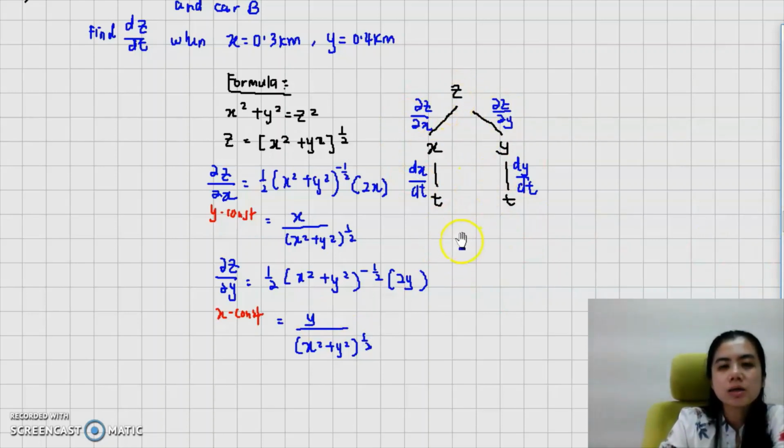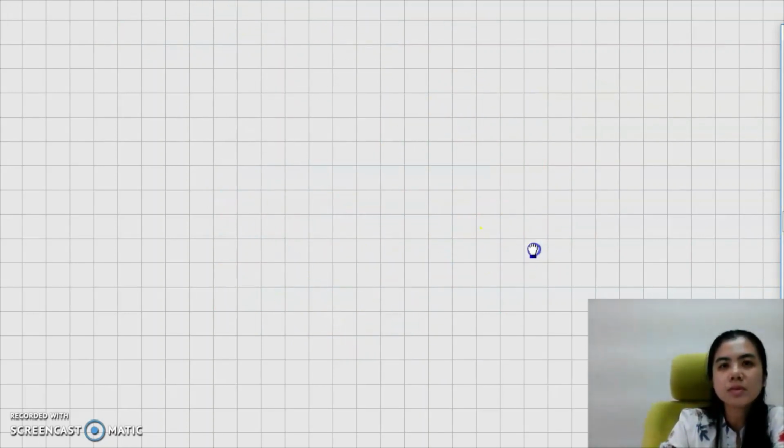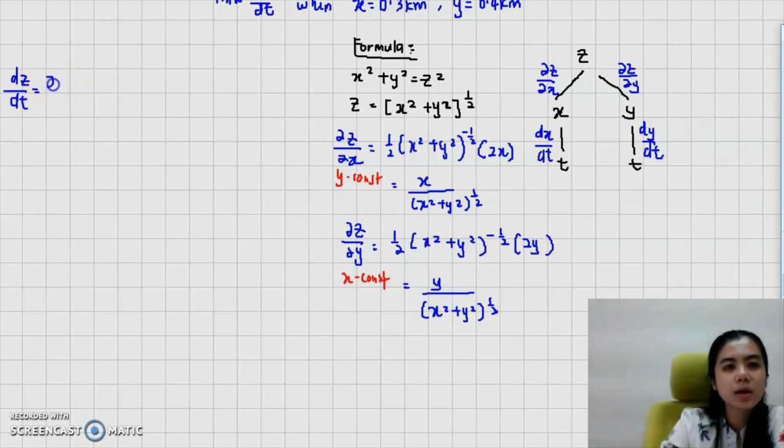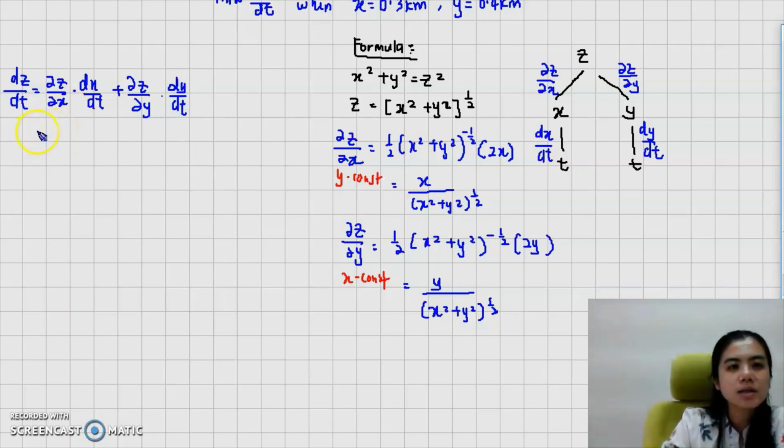this diagram, you are able to write out your chain rule formula. So your chain rule formula is dz/dt equal to del z del x multiplied with dx dt plus del z del y multiplied with dy dt. Okay, let's just do the substitution. So your del z del x is the one, so we have x over (x squared plus y squared) to the power 1 over 2.